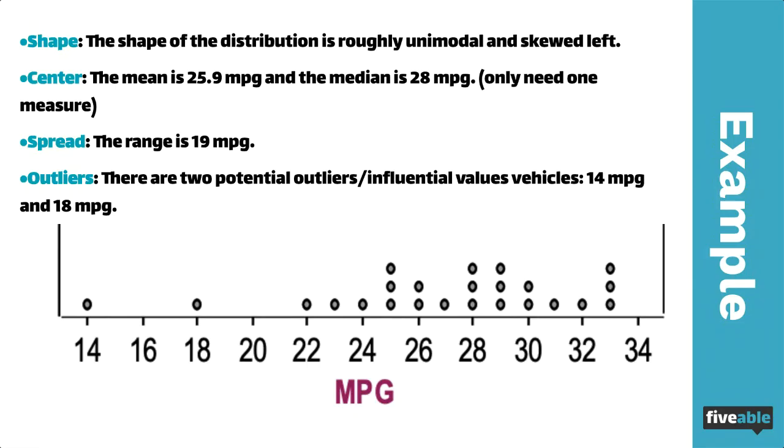Spread. The spread, or the range, is 19 miles per gallon. High minus low. Max minus min. And outliers. There are 2 potential outliers, or influential points, 14 and 18. And at some point, again, we just want to make sure we talk about the context of the problem. If you do all that, you'll get full credit on the AP exam.